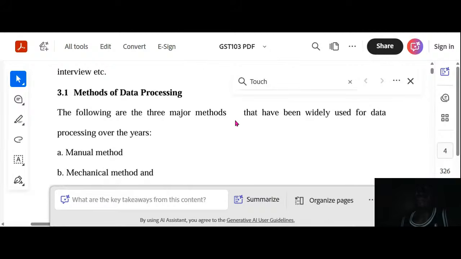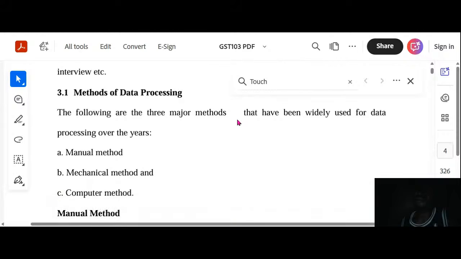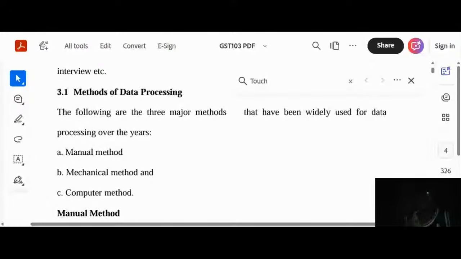And then the disadvantage of the manual method is that errors cannot be easily corrected, and they are very prone to errors. You can make a lot of errors when you are using the manual method, and they are not easily corrected. The same with the mechanical method. The errors are not as many as in the manual method, but the same thing applies: even in the mechanical method, errors are not easily corrected.